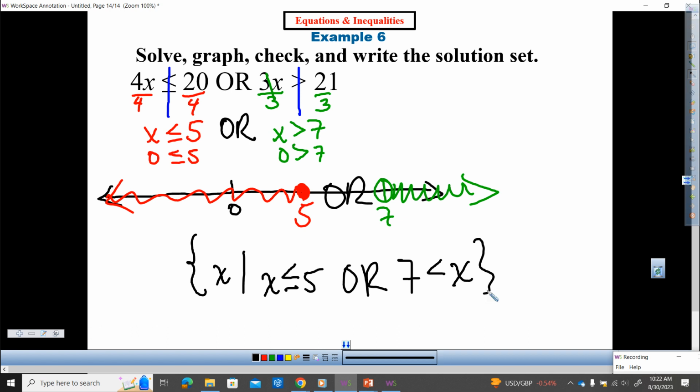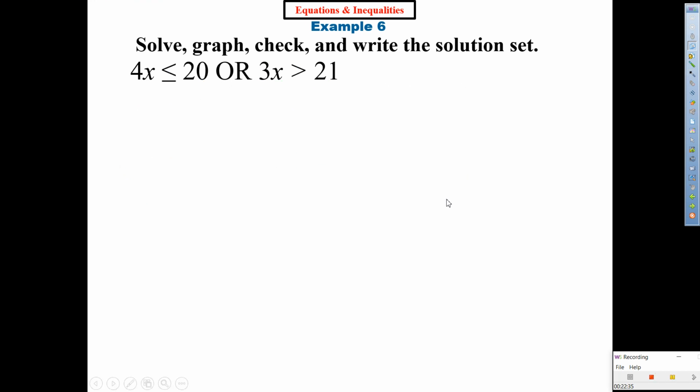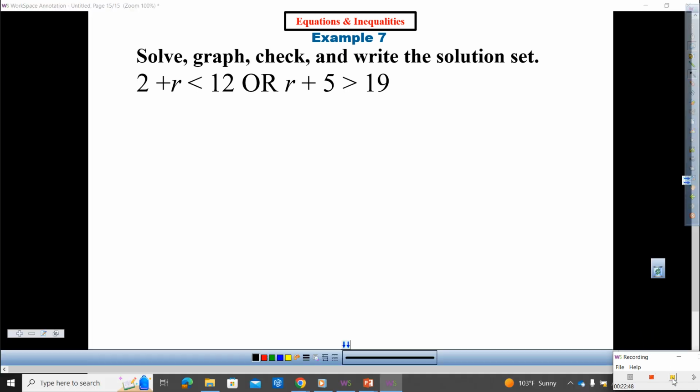Fairly simple? Yes? All right. From 1 to 5, I'll come to Mario to right there. Okay. Let's do another one. Copy this one. Example number 7. 2 plus r less than 12 or r plus 5 greater than 19. Do that one by yourself completely with a graph and the solution set. Go.